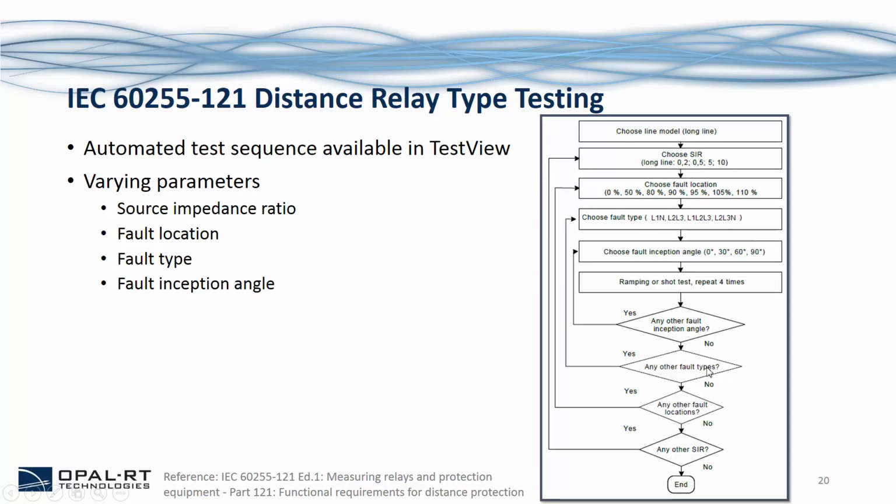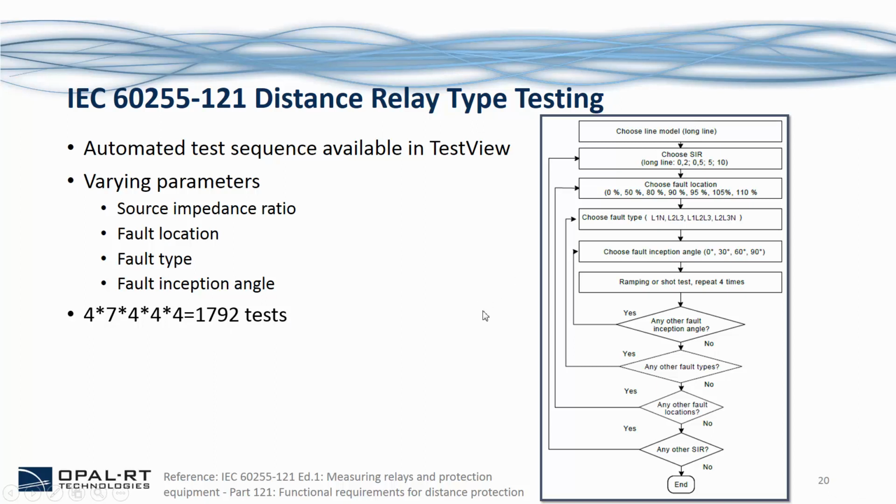The flowchart here shows the workflow to carry out the test. After you specify the length of the line, there are also other parameters that need to be varied during the test. So here we have a source impedance ratio, fault location, fault type, and fault inception angle. And each of the tests needs to be repeated 4 times, just to obtain a more reliable and repeatable test result. So let's make a simple calculation. There will be in total 1,792 tests to be done for one single line configuration.